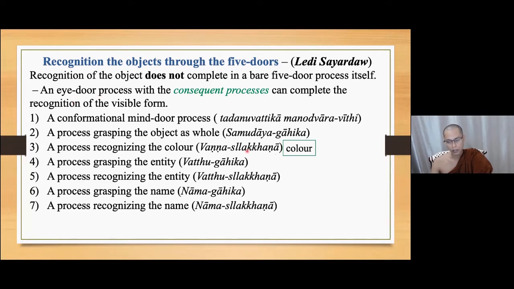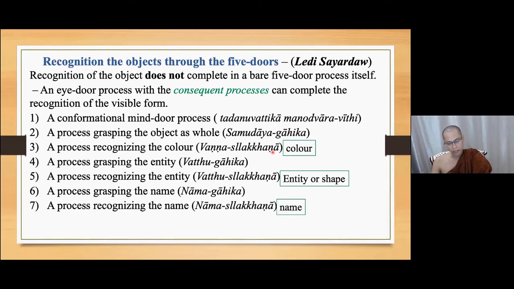So here, in number 4, the vanna sanlakkhana, the recognition that recognizes the color. And in number 5, recognizing the entirety, so the entirety of the shape.